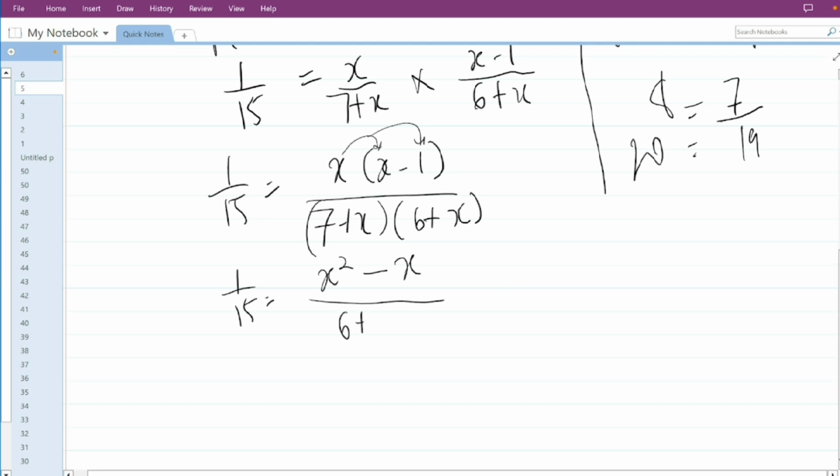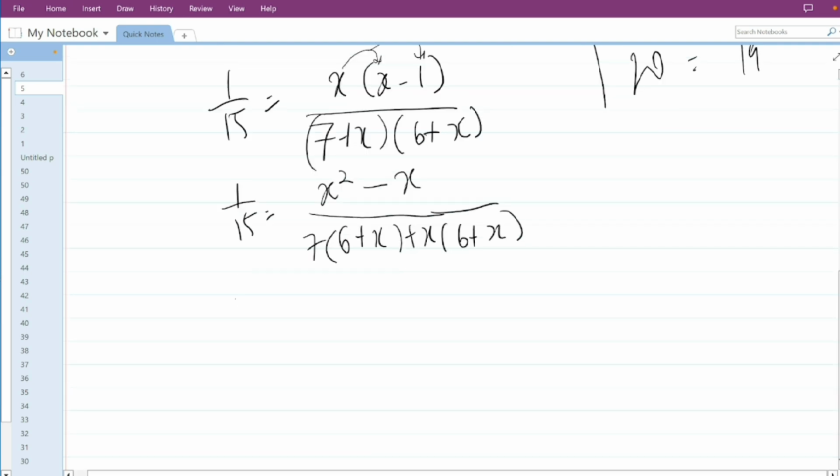You have (7 plus x) times (6 plus x) in brackets. You can choose to repeat this 7 plus x twice, you get the same answer. And in this case, since we repeated 6 plus x twice, this 7 and this x will be shared with the two of them. So we'll have 7 on this side plus x on this side, and we'll expand. So we have 1 over 15 equals x squared minus x over 7 times 6, because this 7 affects the 6 and the x. So we have 7 times 6, 42, and 7 times x is 7x.